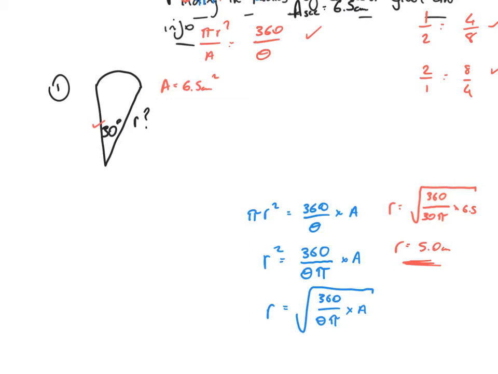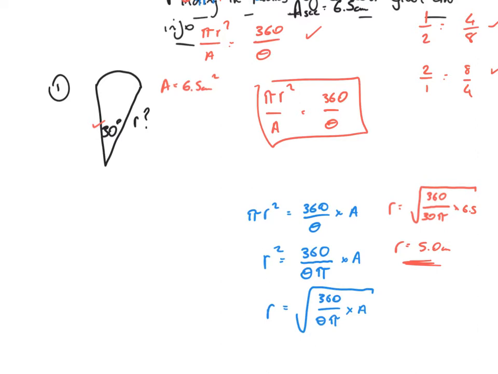Okay, so let's just review that question and go over the steps. The first thing was I picked out the ratio pi r squared over A equals 360 over theta, and that's one just for remembering now. So we picked that one out a couple of times. So pi r squared over A equals 360 over theta.